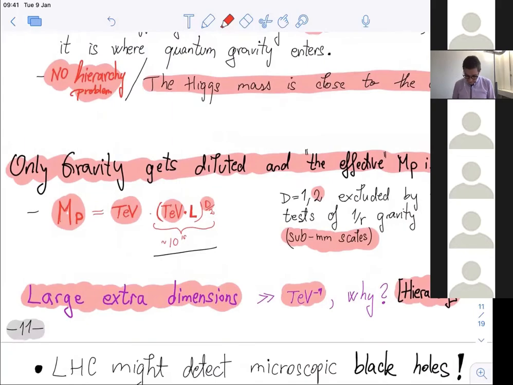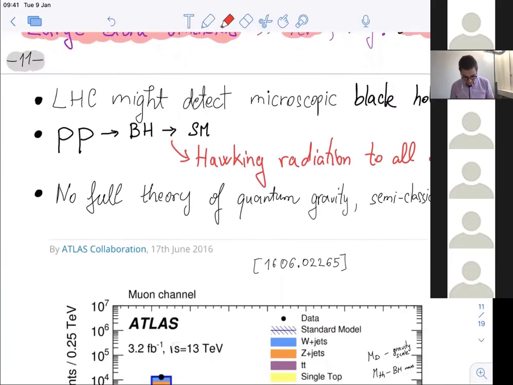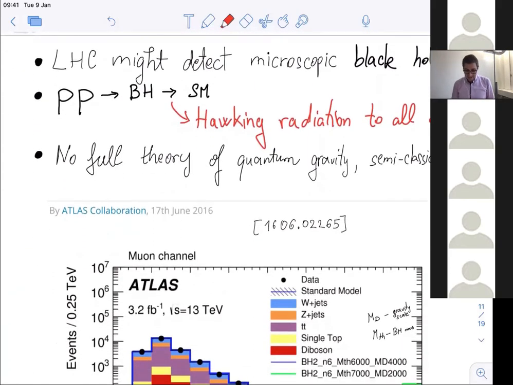There are some attempts to address this problem. But it seems it is not very easy, not very straightforward. Anyways, there are really exotic predictions for the Large Hadron Collider. So imagine you have the completion of gravity at the TeV scale. For example, you can produce black holes at the LHC. In proton-proton collisions, you can produce a black hole, which will then decay by Hawking radiation to the standard model degrees of freedom.